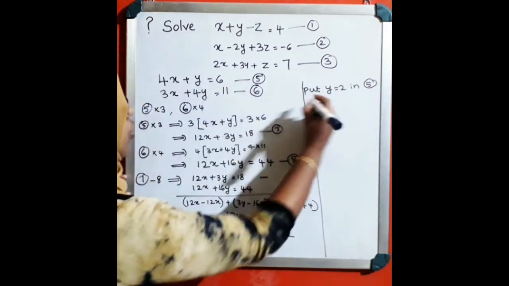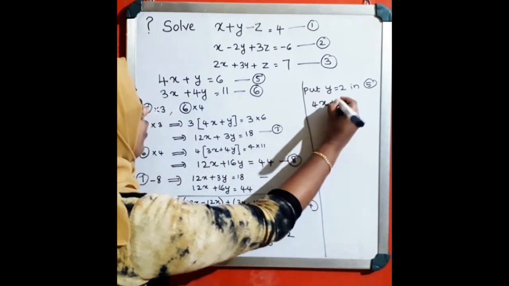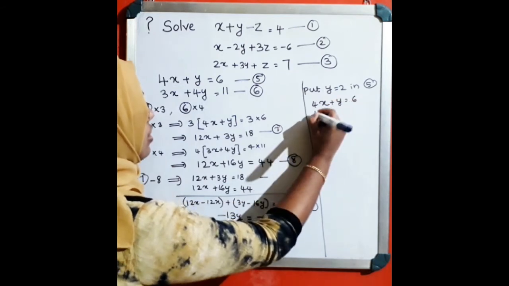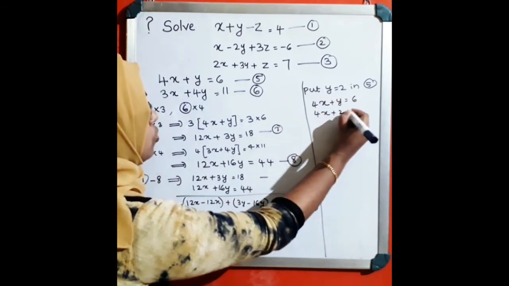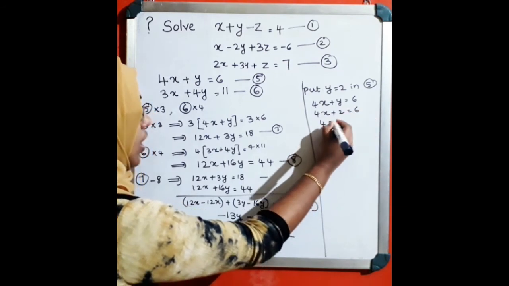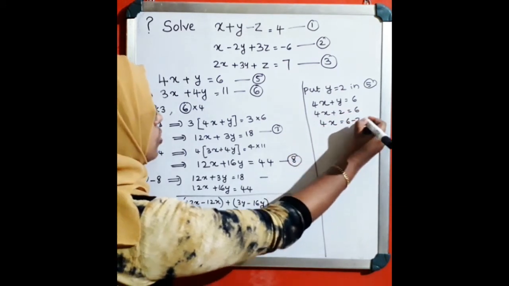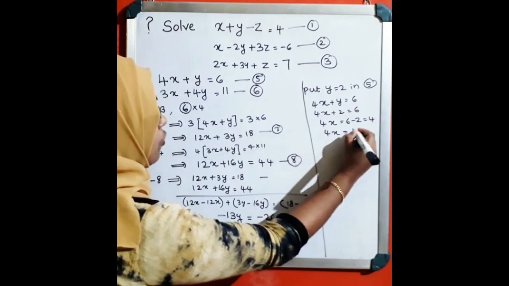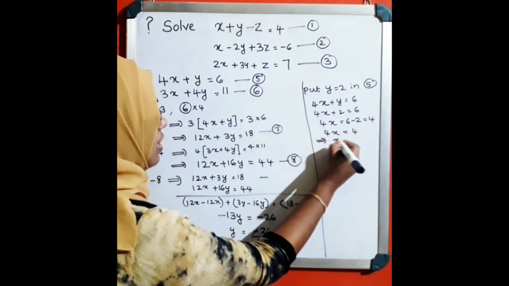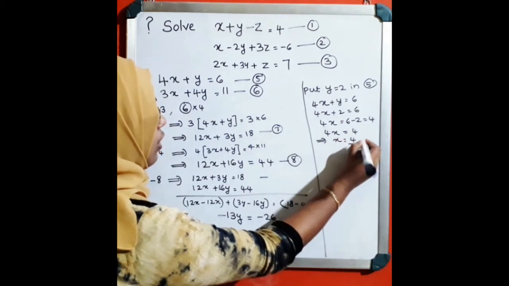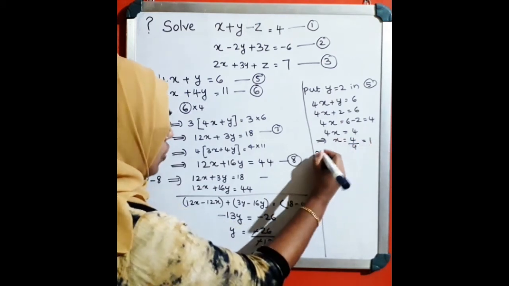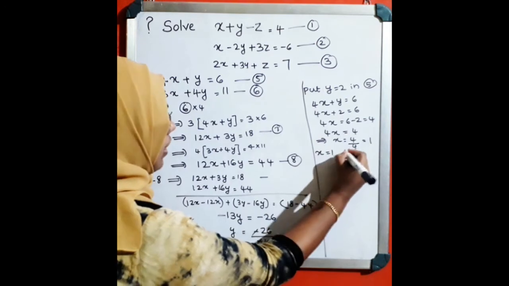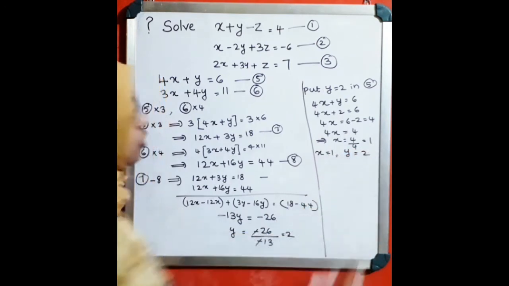We get 4x plus y equal to 6. That is 4x plus 2 equal to 6. 4x is 6 minus 2. 6 minus 2 is 4. So 4x is equal to 4 implies x is equal to 4 by 4 equal to 1. So here the value of x is 1 and the value of y is 2.